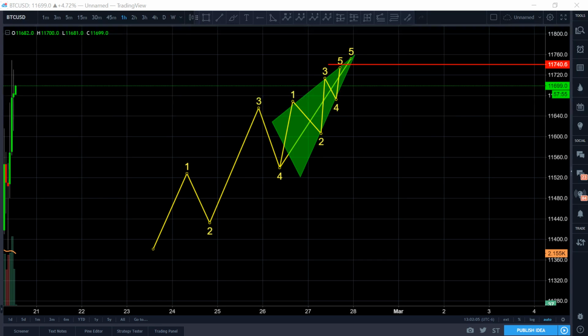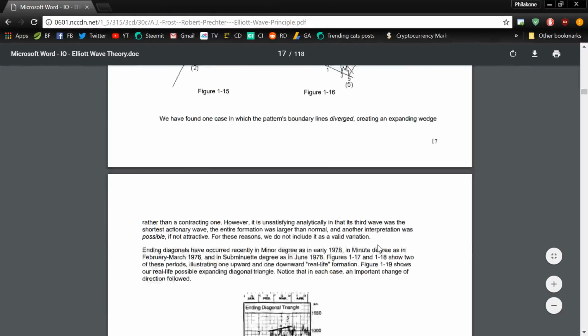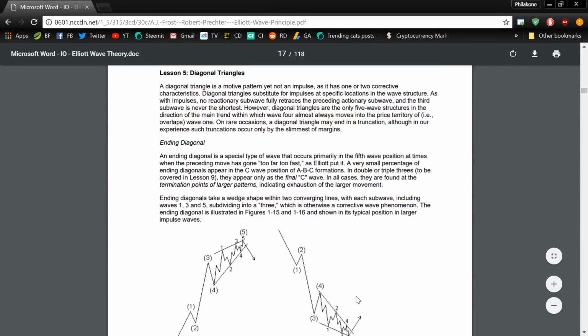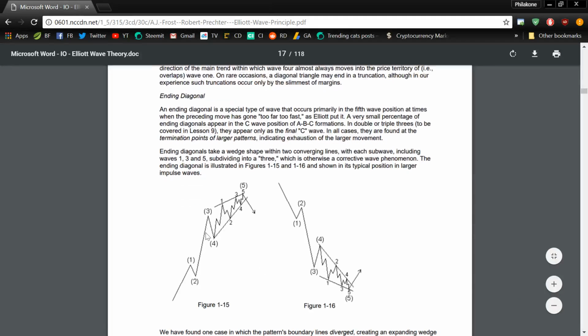And let me show you guys from a literal textbook, okay? So let me pull up this textbook to show you guys some definitions of how they describe ending diagonals. So for example, this is an example right there that's very classical, okay? So it usually appears in the C position right here, C position or the fifth wave. Ending diagonals take on the shape of a wedge, where two converging lines with each subwave, including waves 1, 3, and 5, are subdivided into 3.